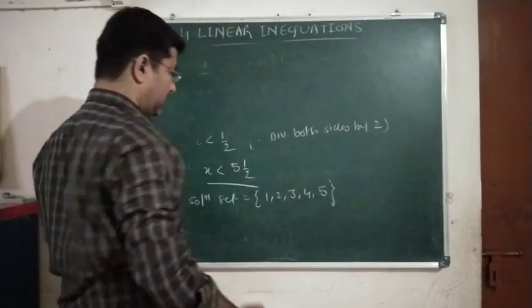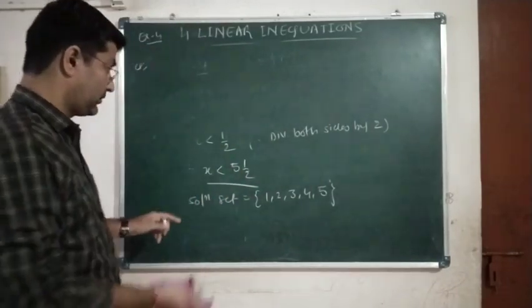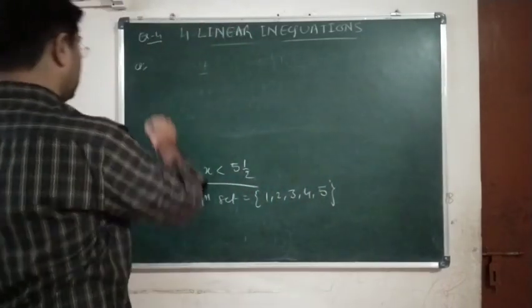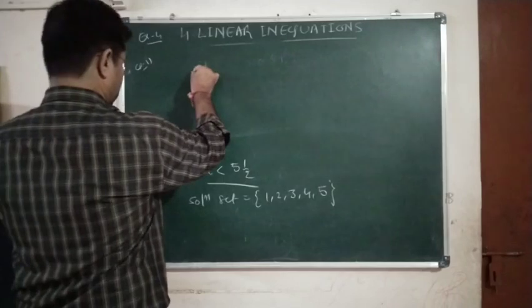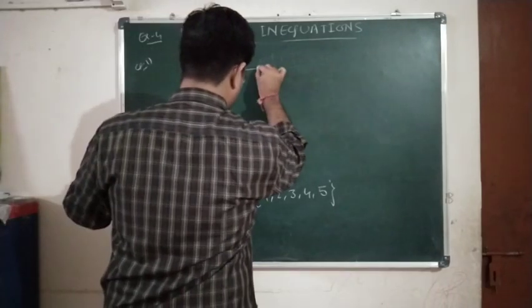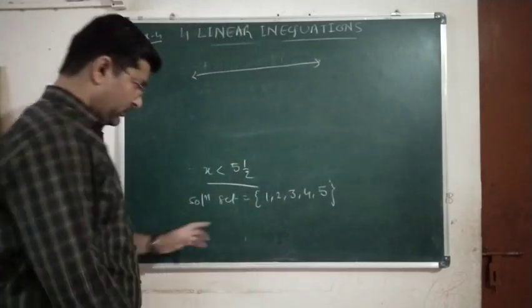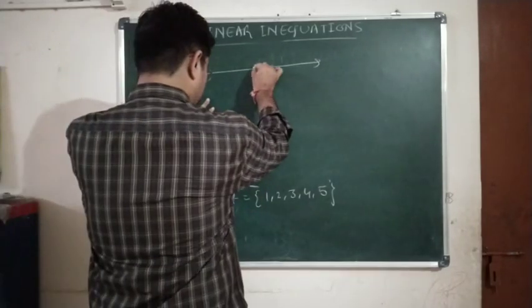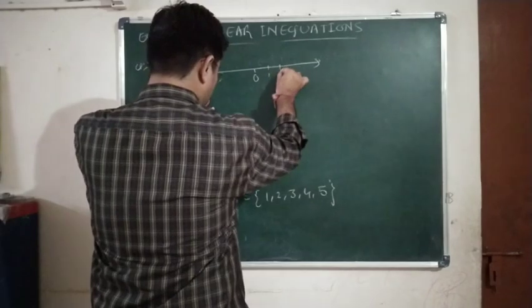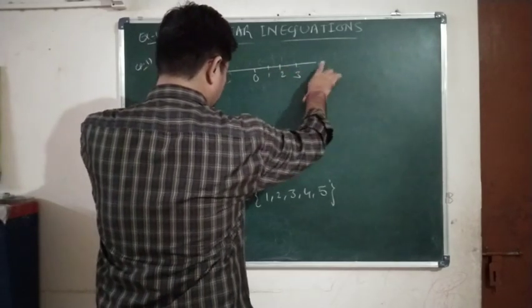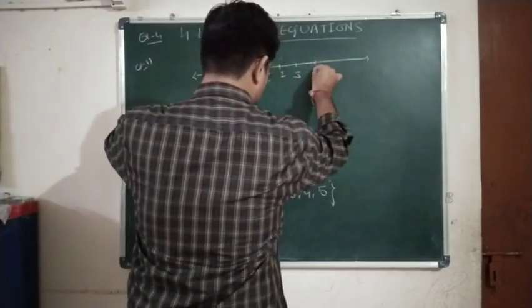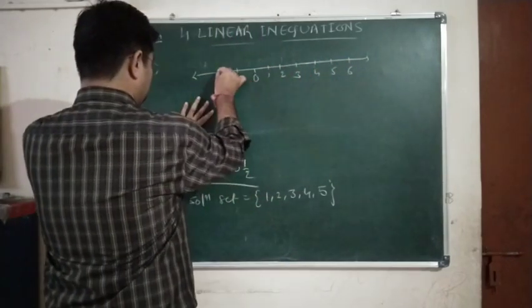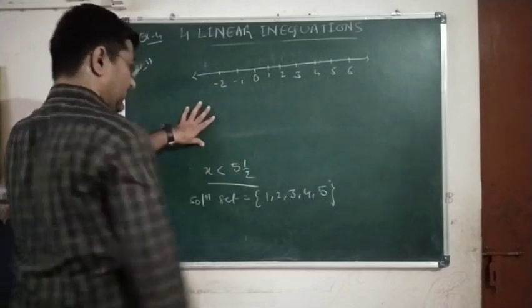Okay, one more thing is left. We have to express this on the number line. So now let me teach you how to express on the number line. We will draw a number line, and since these are integers, we can represent integers on a number line. 0, 1, 2, 3, 4, 5, 6, minus 1, minus 2. Clear?